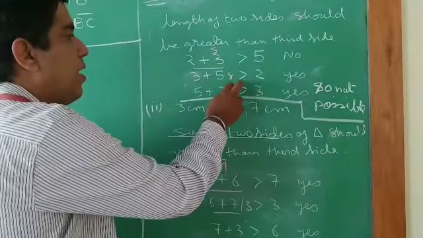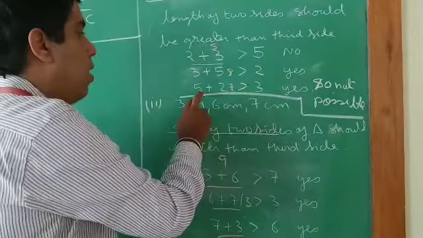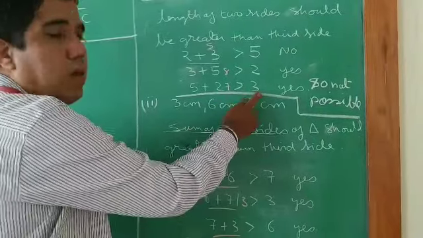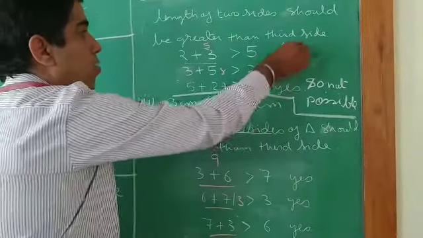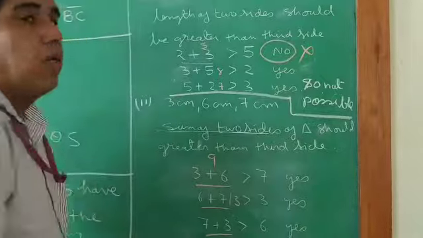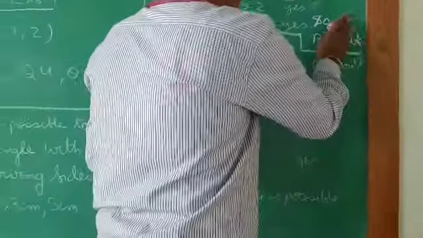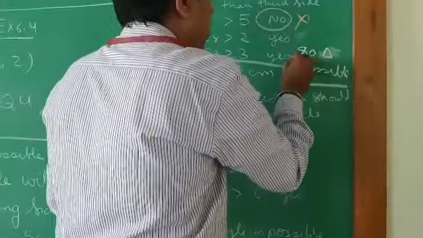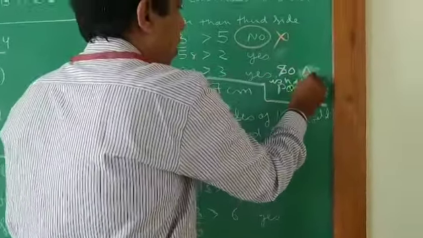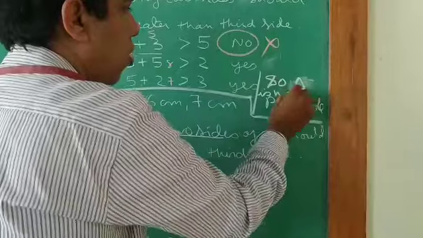Then 3 plus 5, 8. 8 is greater than 2? Yes. Now 5 plus 2 is 7. 7 is greater than 3? Yes. But it is not satisfying one case. That is the reason, so we will write here, triangle is not possible.